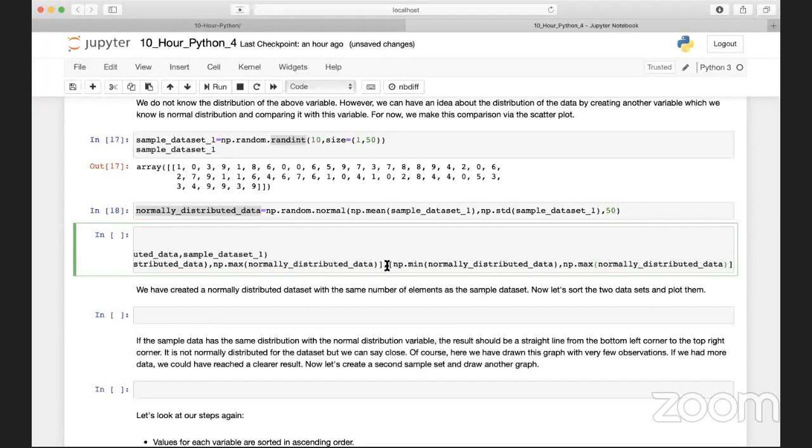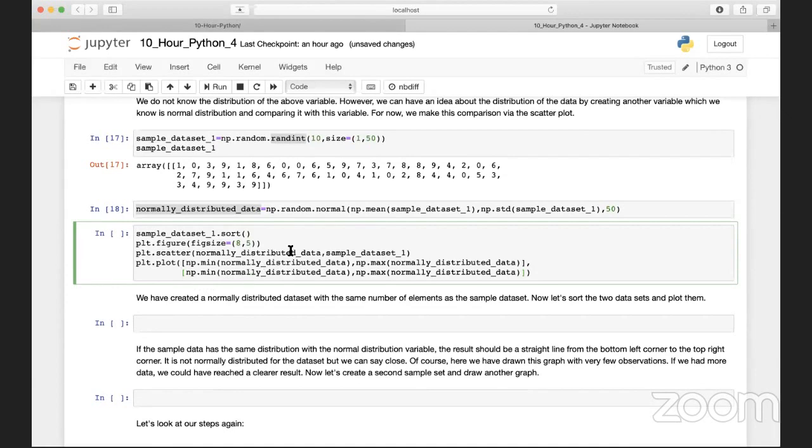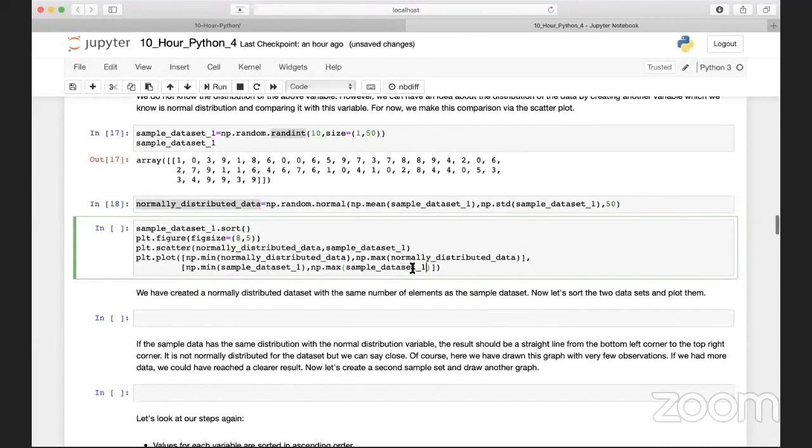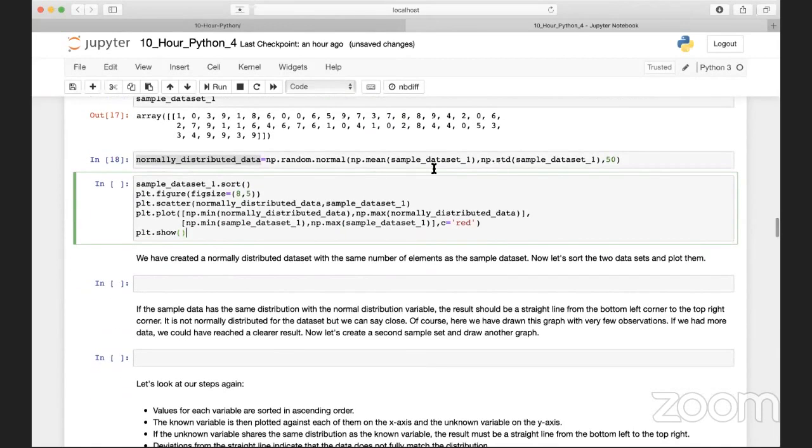But what I do, let me try to do that. Okay, it's more traceable. Sample data set 1 here, sample data set 1 here. So I'm going to calculate the minimum and maximum value of sample data set 1. And I would like to define the color of the plots. It seems like I'm ready to run this. Let me check it before running the code.